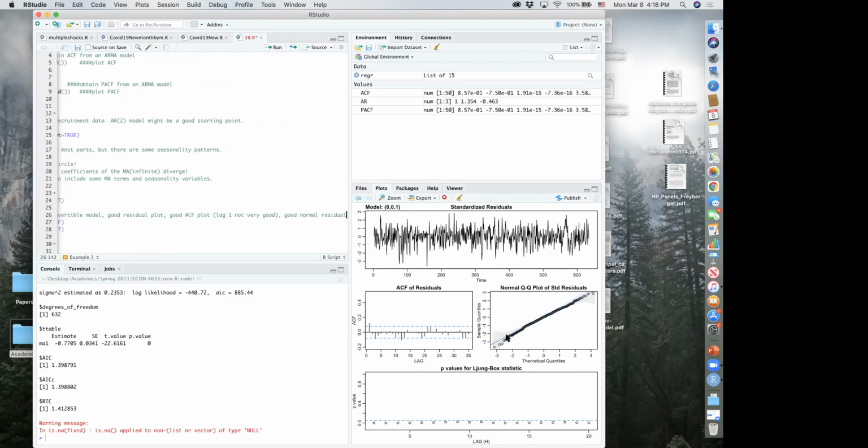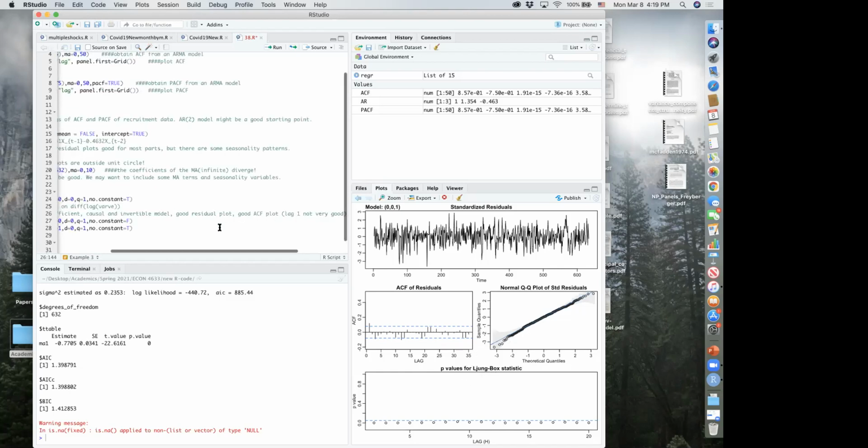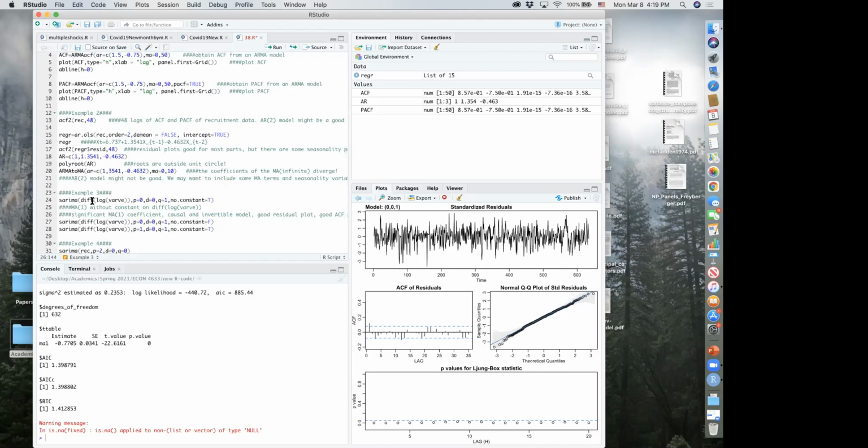Okay, and the last is the LB statistic. We will postpone that and talk about it later. Overall, if you fit this diff log varf using this MA1 model without constants, you can say that pretty much everything is good. We got a significant MA1 coefficient. We found this is a causal invertible model, and all the residual plots are very good.